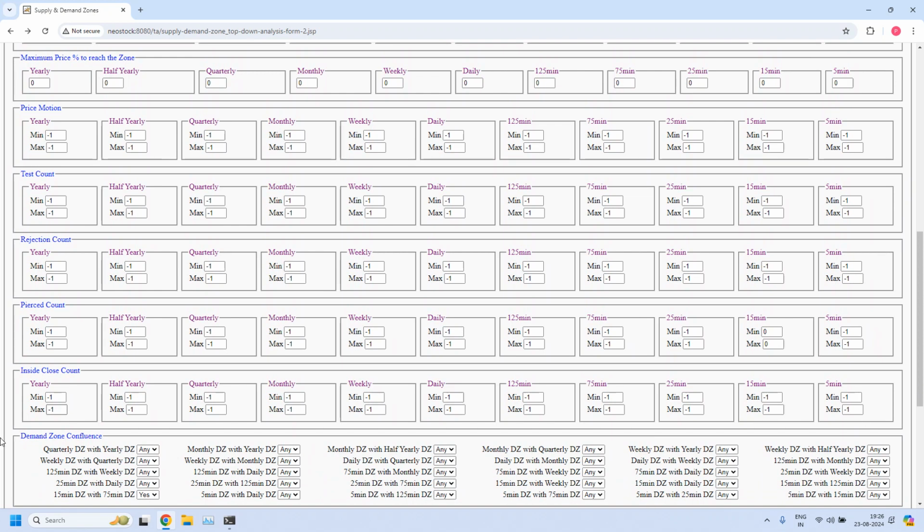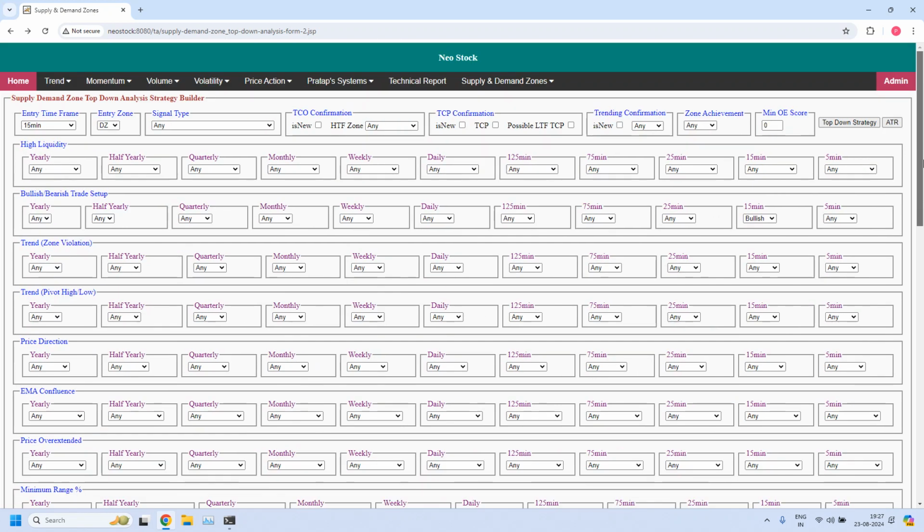Okay, already we enabled 15 minutes with 75. Now the 15 minutes demand zone with daily, that is the HTF time frame, I am enabling, and also 75 with daily I am enabling. All three zones are in confluence with each other. Now let's verify how many stocks we are going to filter.